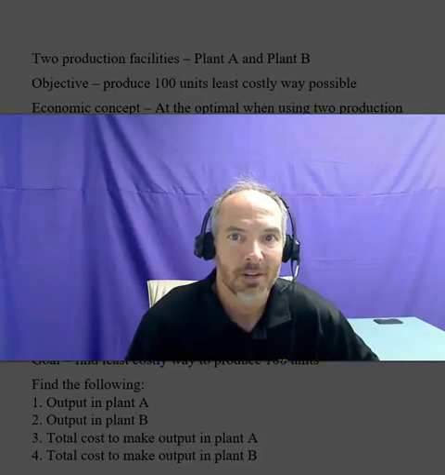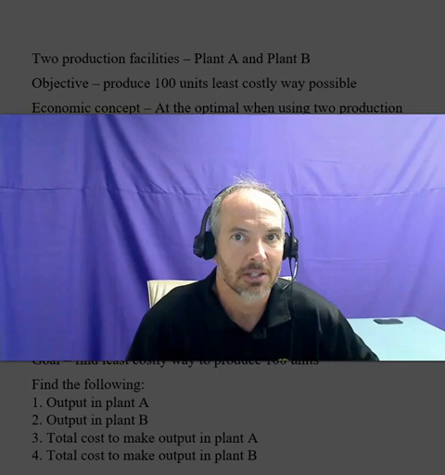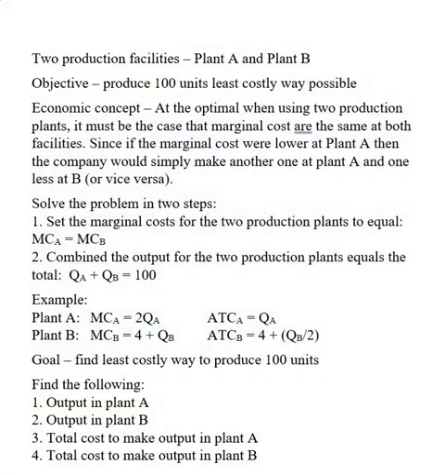Hi, this video will show you how you solve a problem where you have production that must be allocated between two production facilities for a firm. So here's the situation a firm faces. You've got plant A and plant B, and your goal is to produce 100 units together between these two production facilities in the least costly way possible.